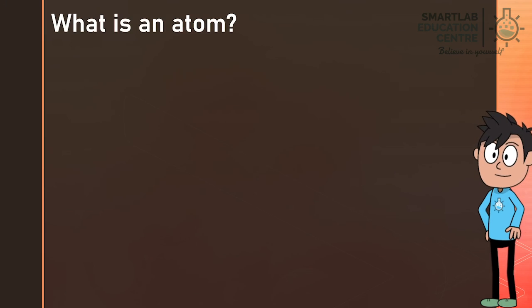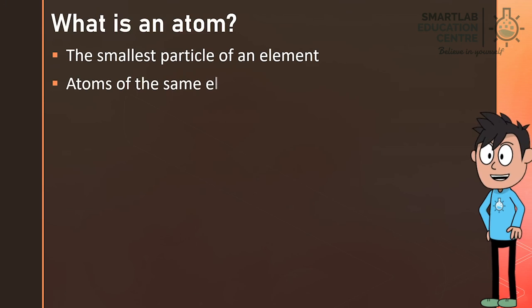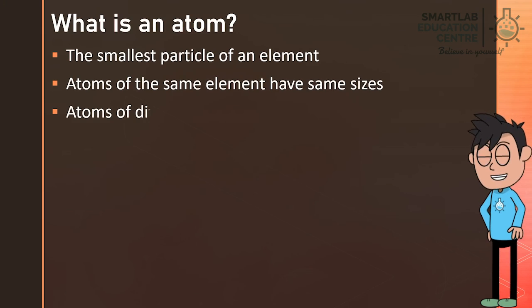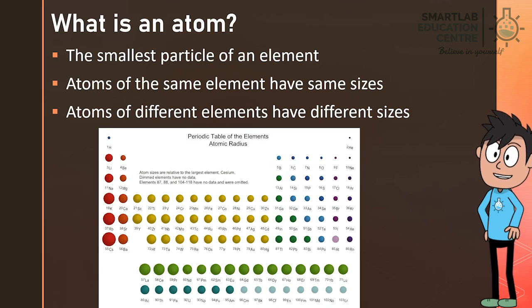What is an atom? Atom is the smallest particle of an element. Atoms of the same element have the same sizes, but atoms of different elements have different sizes. This table shows the relative atom sizes.